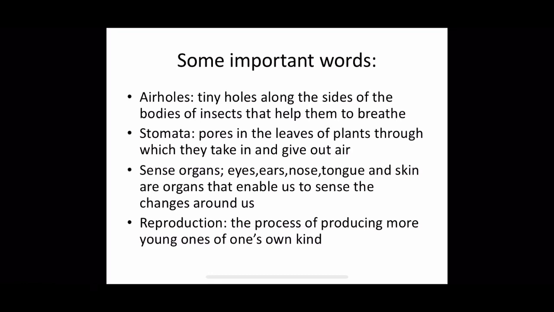Number 1, the definition of air holes: tiny holes along the sides of the bodies of insects that help them to breathe are called air holes. Next is stomata: pores in the leaves of plants through which they take in and give out air. Next, sense organs: ears, eyes, nose, tongue and skin are organs that enable us to sense the changes around us. And the last, reproduction: the process of producing more young ones of one's own kind is called reproduction.